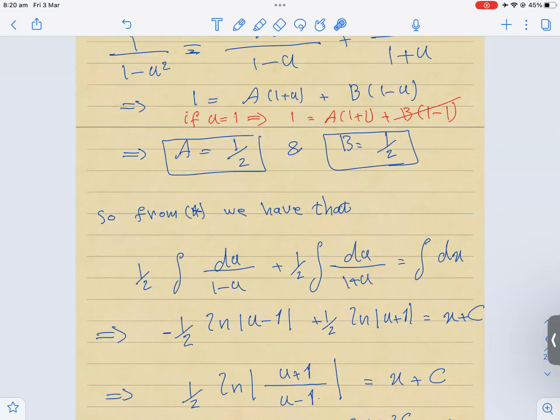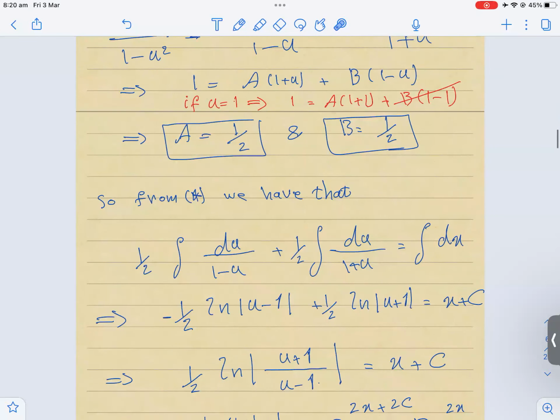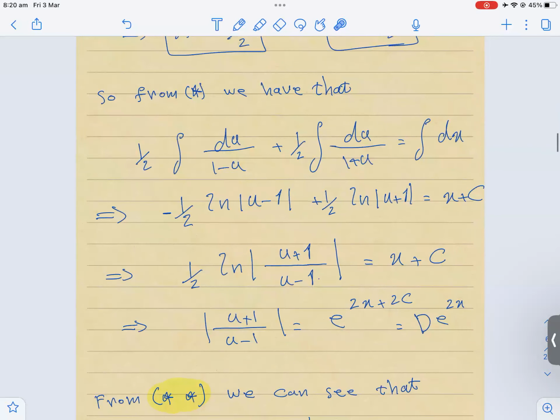All right. So now back to the original integral. After decomposition of the fraction, the integral will be one half integral of du over 1 minus u plus 1 over 2 integral of du over 1 plus u. Again, I can write this as u minus 1 with a minus outside. So this one will be half ln of u minus 1 plus half ln of u plus 1. And this one obviously x plus c.